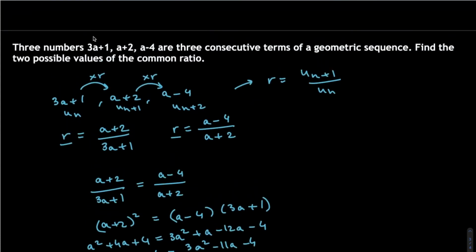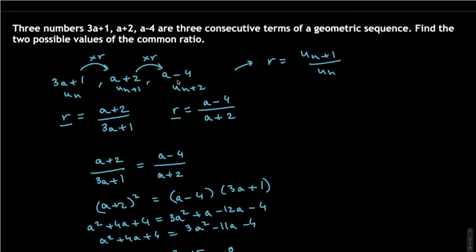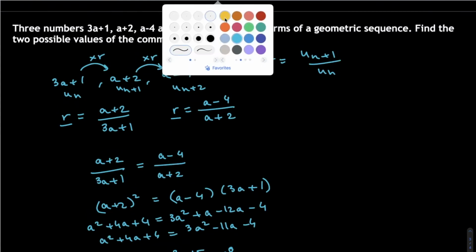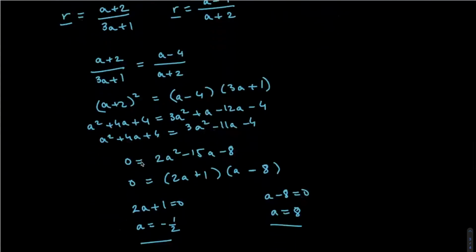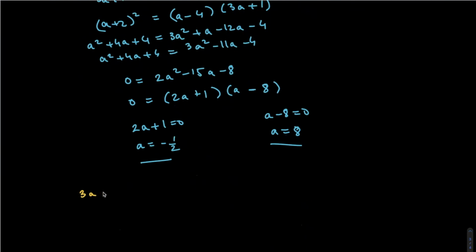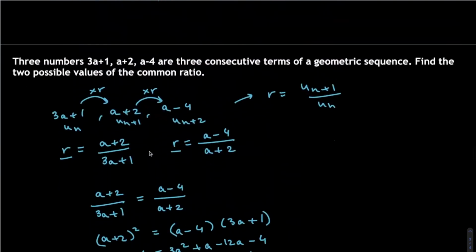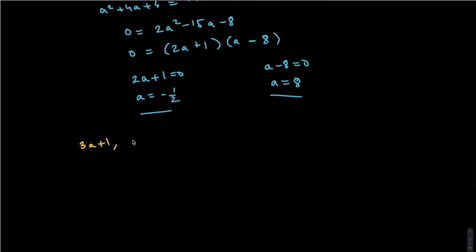So the terms that were given to me, I'll rewrite them in a different color. I'll write them in yellow. I'll write them as 3a plus 1, a plus 2, and a minus 4. Okay, so let's take a equals minus 1 half. So what I'm going to get is 3 into minus 1 half plus 1, minus 1 half plus 2, and minus 1 half minus 4.